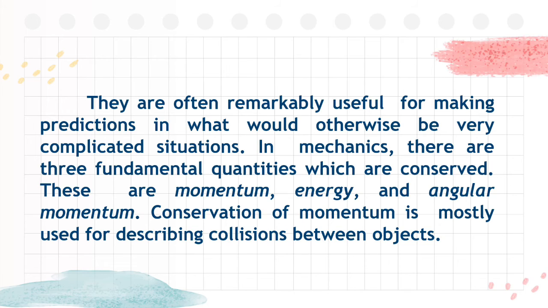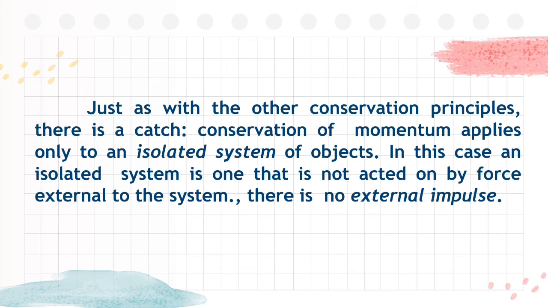In mechanics, there are three fundamental quantities which are conserved. These are momentum, energy, and angular momentum. Conservation of momentum is mostly used for describing collisions between objects. Just as with the other conservation principles, there is a catch. Conservation of momentum applies only to an isolated system of objects. In this case, an isolated system is one that is not acted on by force external to the system. There is no external impulse.